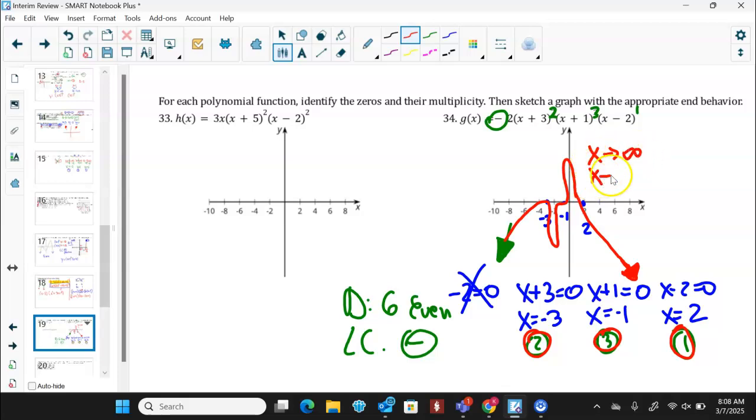So it doesn't matter if I am on the right side or the left side, my f of x goes down. Both tails are going to go down. So both of them right here are going down.